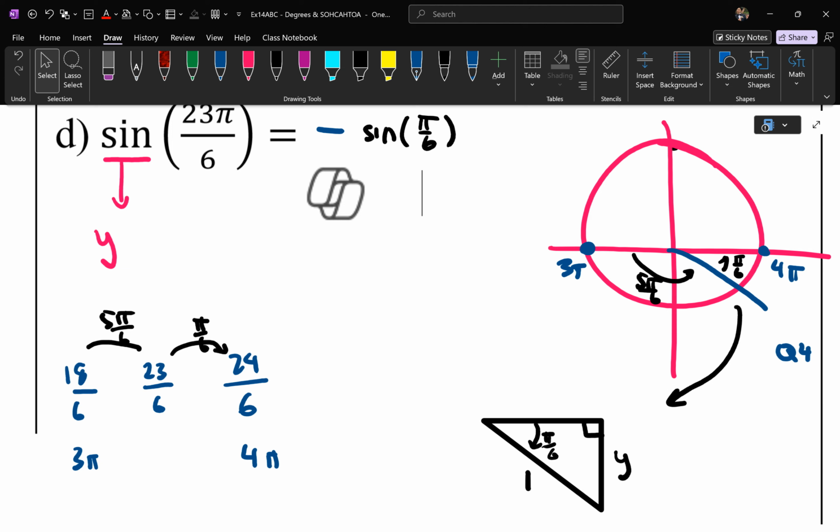Okay? So that's it for today. It was quite a big chunk, but hopefully it makes sense as I'm going through. It's a picture of a unit circle. The better you understand that picture, the easier it is for you.